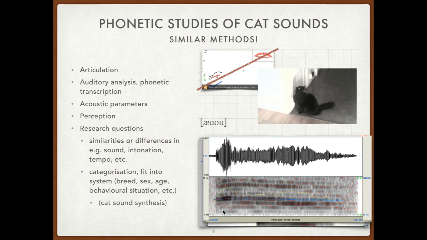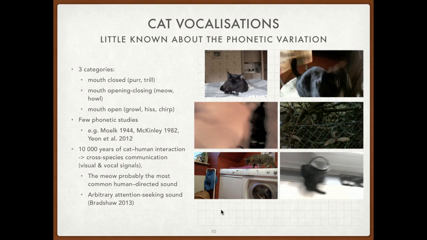And you can also have research questions that are similar. You can use similarities or differences in sounds, different cat sounds, in the melody, intonation, and so on. And you can try to fit this into a system depending on the behavioral situation and perhaps on the breed of the cat, the sex, the age, and so on. And you could, of course, even do cat sound synthesis. I haven't tried it yet, but I would love to do it in the future. Now, cat vocalizations.